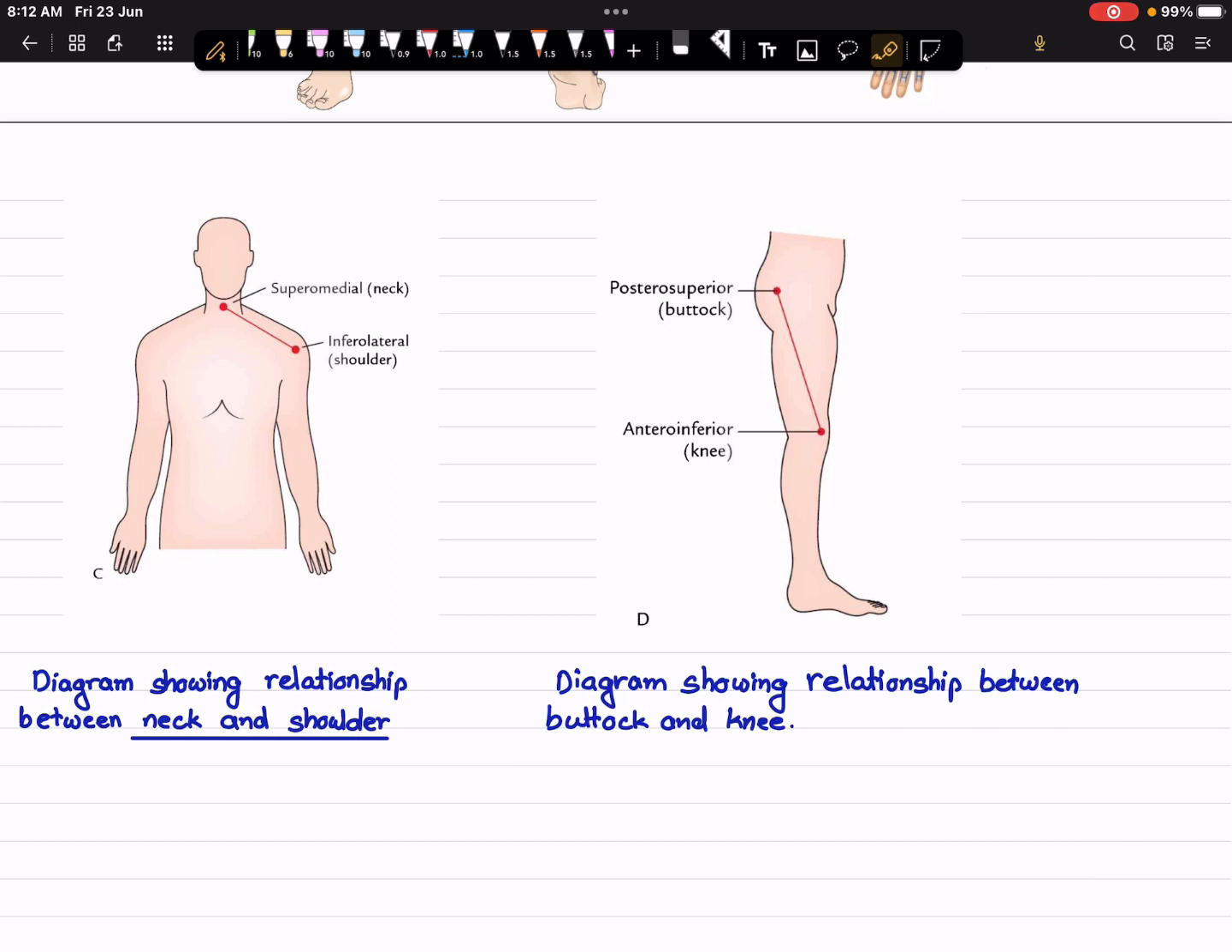Same here, this is the buttock area and this is the knee area. When we go from the buttock towards the knee, we go inferiorly and anteriorly. So we say that the knee is anteroinferior. But when we go from the knee towards the buttock, we go superiorly and posteriorly. So we say that the buttock is placed posterosuperior in relation to the knee.